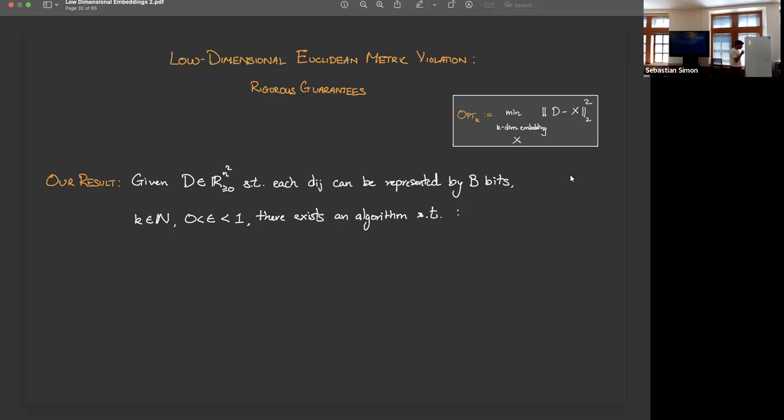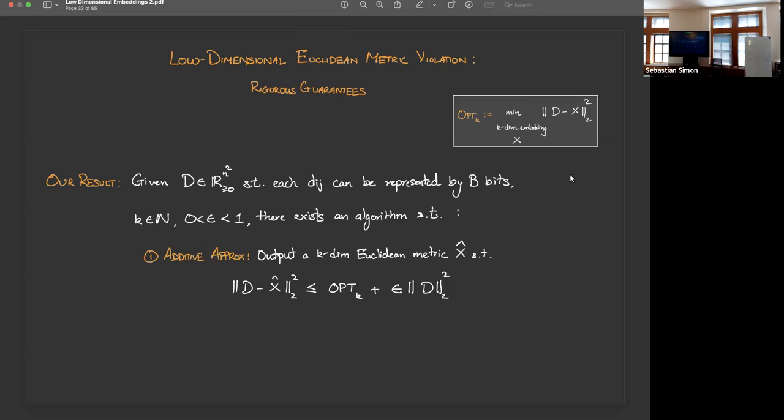Okay, so what is our result? Our result says that if you have this Euclidean metric violation problem, where you have your distance matrix and each of these distances can be represented by d bits, and you are also given the target dimension k and an accuracy parameter epsilon, there exists an algorithm that does the following. It's an additive approximation. It will output a k-dimensional Euclidean embedding x hat with the following guarantee: the cost is at most the optimum plus epsilon times the L norm of the input. So this is an additive approximation scheme.